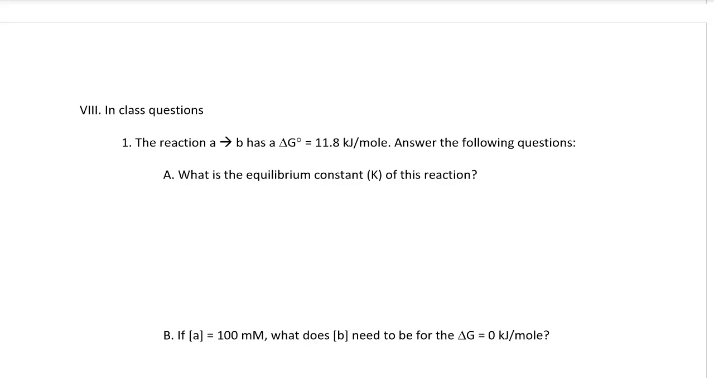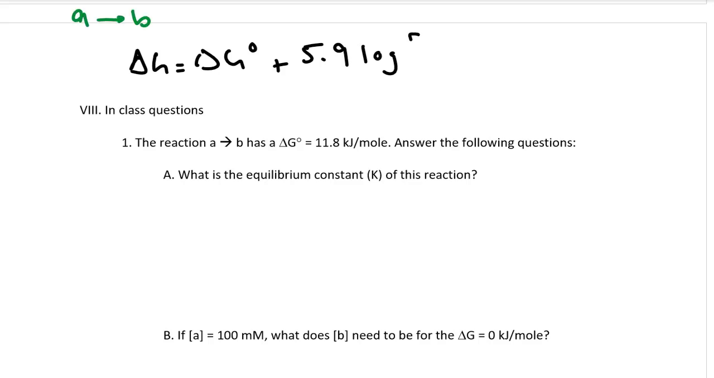What was our equation? Delta G equals delta G standard plus 5.9 log of, so we're going A to B, A goes to B, B over A. Because in this case, B is the product and A is the reactant, and that is how we would write it in. So that's our equation, and we're going to be coming back to this equation frequently as we try to solve this problem.